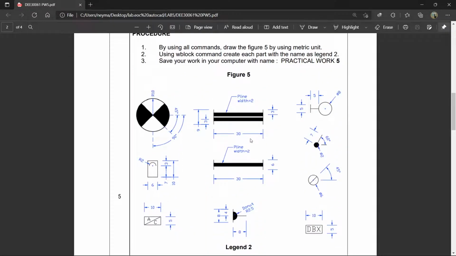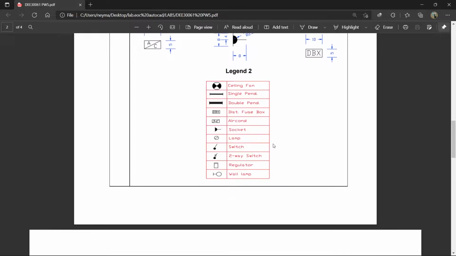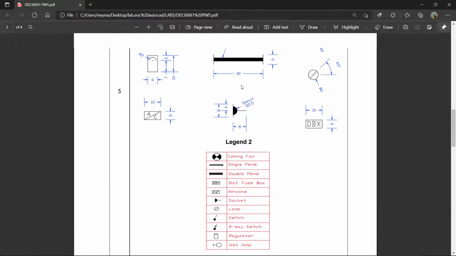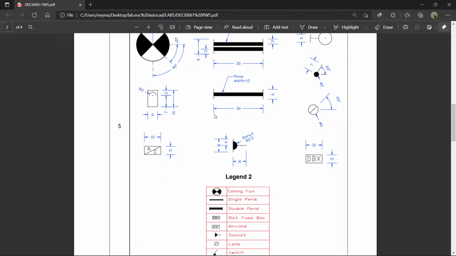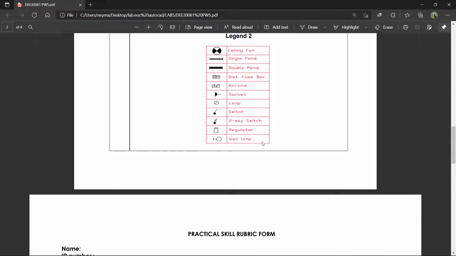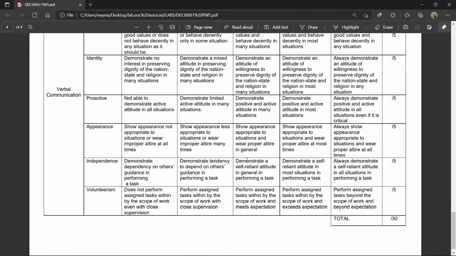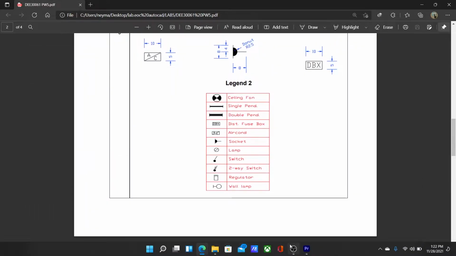Okay, I have to draw these chain components. Okay, as you can see here, got 11 components in this legend 2, but here got 10 only. So instead of 11, I only do 10 components. Okay, that's all. Here we go with the drawing part.